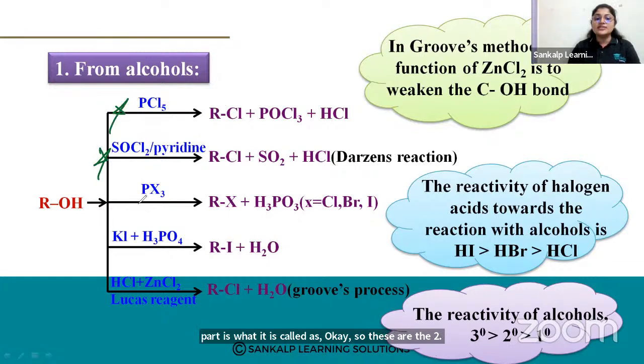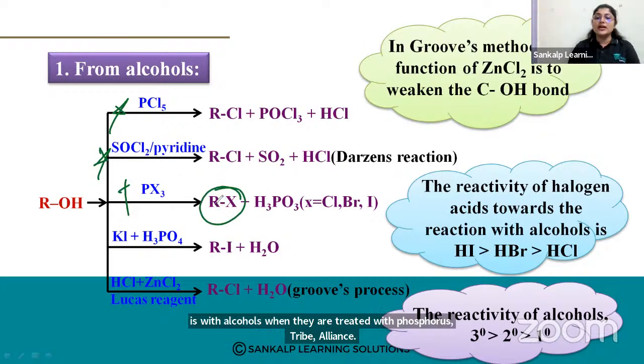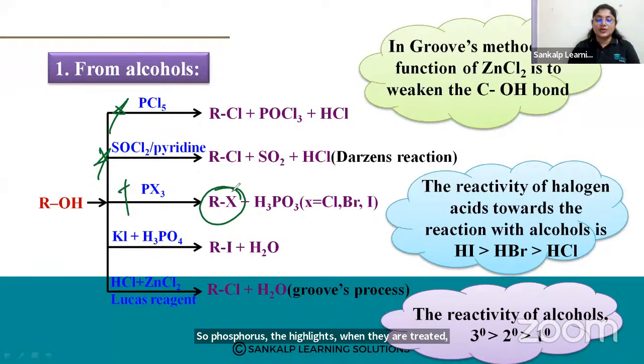Then the next reaction is with alcohols when they are treated with phosphorus trihalides. When they are treated, you obtain chloroalkanes, the respective alkyl halides, and orthophosphoric acid is obtained. X can be Cl, Br, or iodine. So this is the reaction.